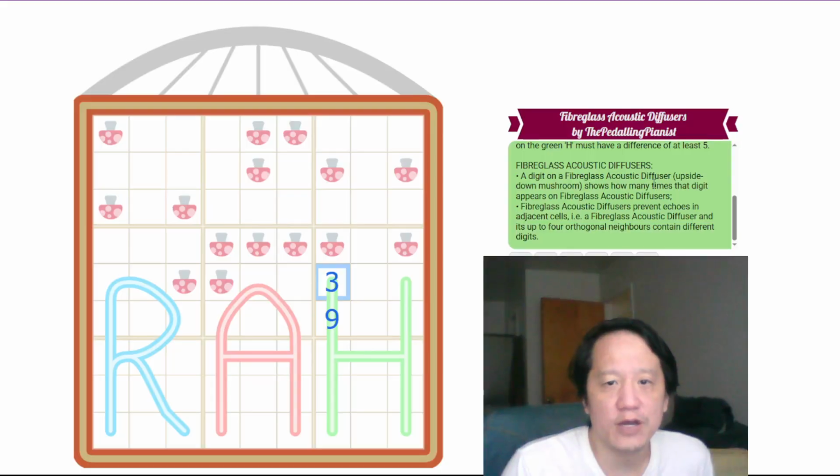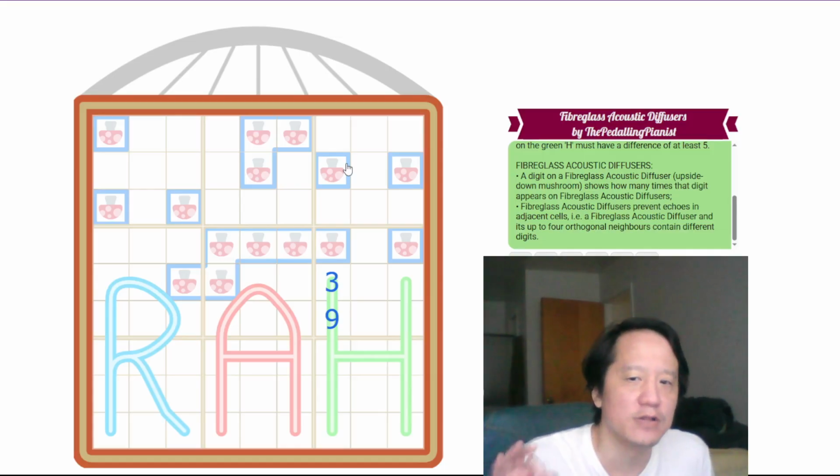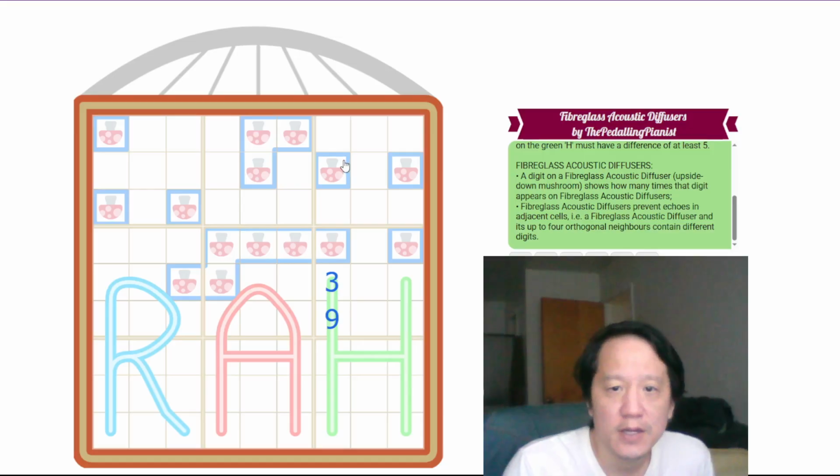And finally, we have Fibreglass Acoustic Diffusers, which are the name of this puzzle. A digit on the Fibreglass Acoustic Diffusers, which are the upside-down mushrooms, shows how many times that digit appears on Fibreglass Acoustic Diffusers. And Fibreglass Acoustic Diffusers prevent echoes in adjacent cells. That is, a Fibreglass Acoustic Diffuser and its up to 4 orthogonal neighbors contain different digits.